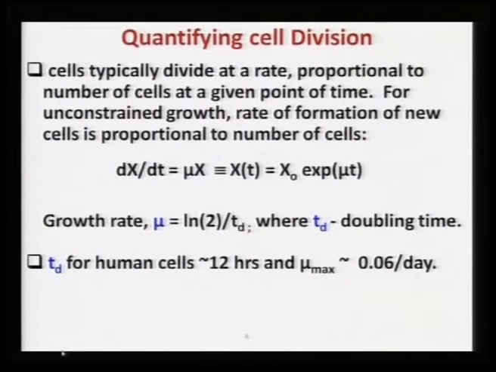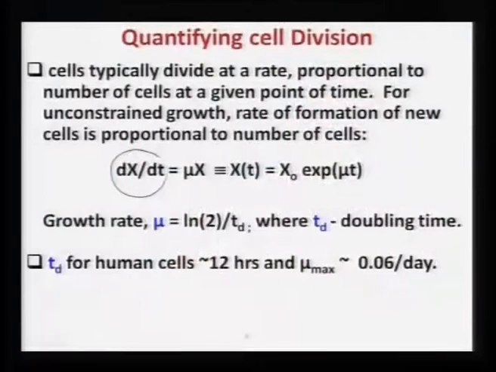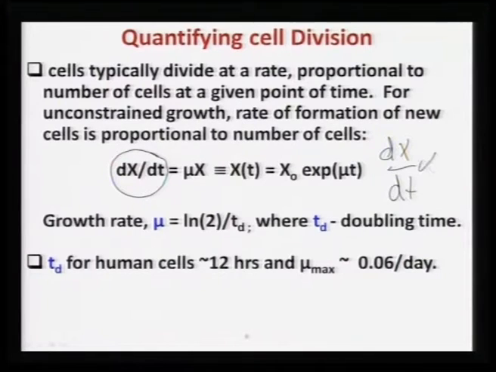Now, this is quantifying the typical cell cycle. So, cells typically divide at a rate which is proportional to the number of cells at a given time frame. That means, at any given time t, the cell growth or cell division rate dx by dt, where x is the number of cells at that point of time, is proportional to x. So, the proportionality constant is mu. Mu is nothing but the growth rate. Okay.